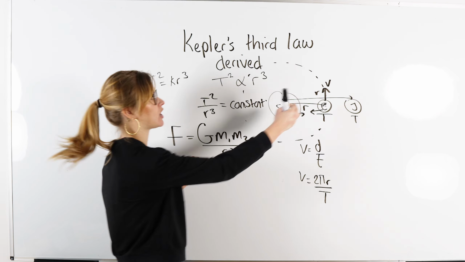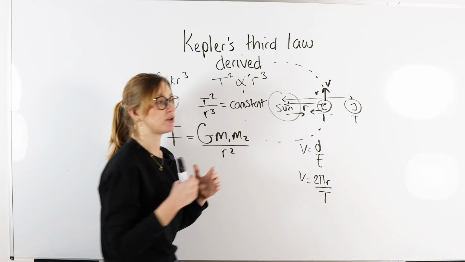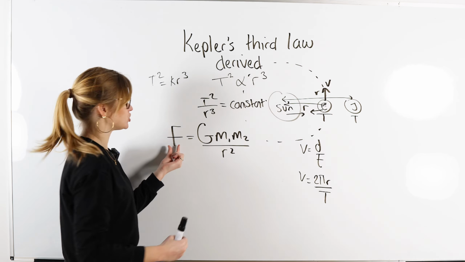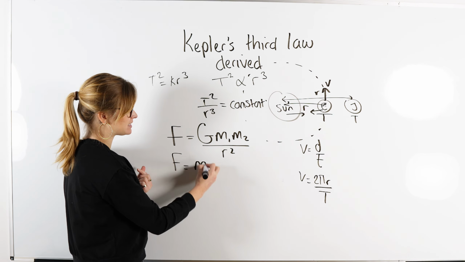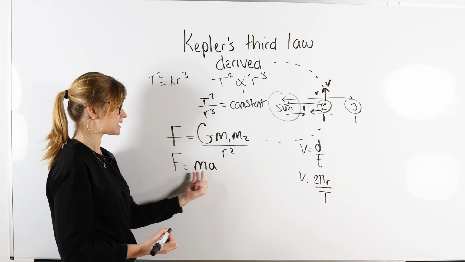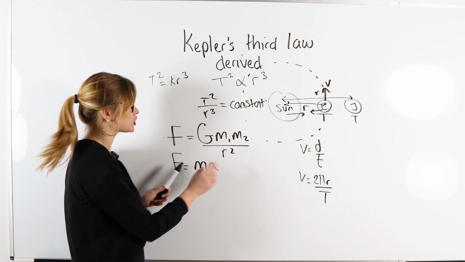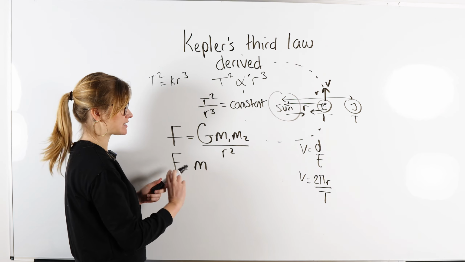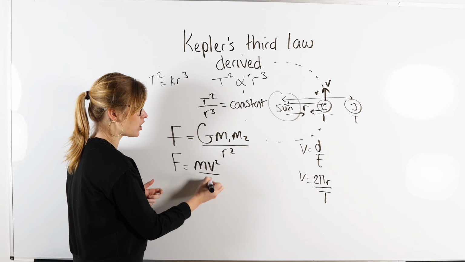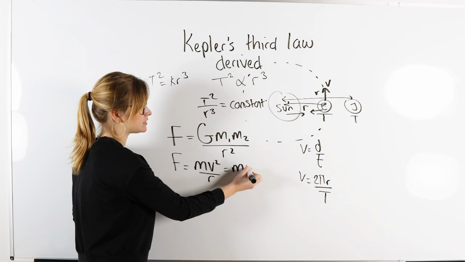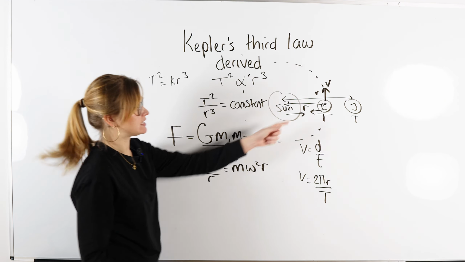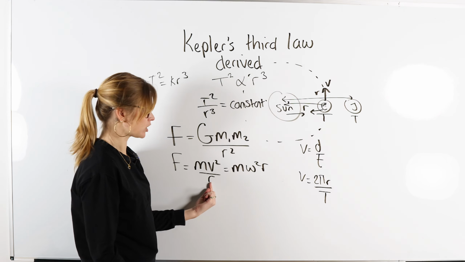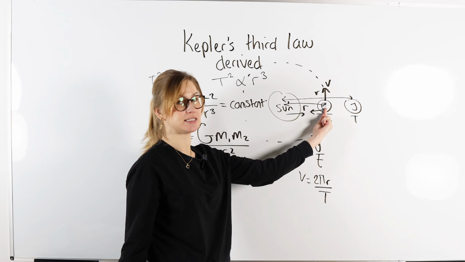We know that it's traveling in a circular motion. So for things traveling in a circular motion, we use our circular motion force. F equals mass times acceleration. Resultant force is mass times acceleration. But for circular motion, we know that we can write acceleration as v squared over r, or I can write it as m omega squared times r. So remember, v again is my linear speed, and r is the distance between the center of the sun and the center of the Earth.